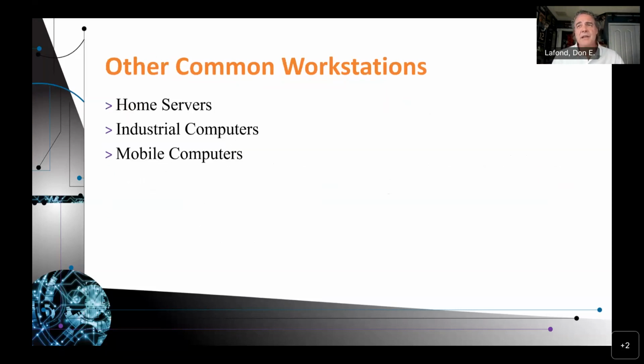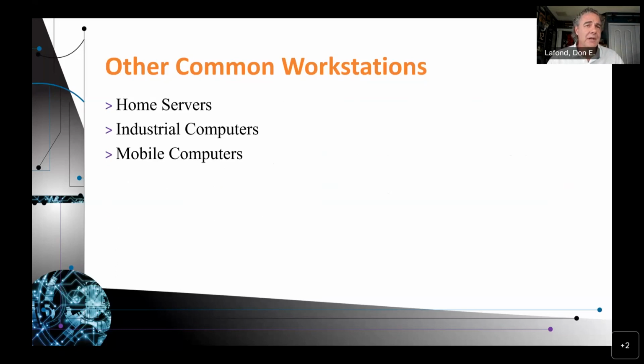Other common workstations include a home server, industrial computers, and mobile computers. Mobile computers is laptop, tablet, all that stuff that we've already talked about. Home servers, I actually know people that have servers running at home. They're dedicated computers that serve their own web space. You can either pay a company to serve your website, or you can have your own server. If you have your own server, of course it has to be on 24/7 for anybody that's trying to get to your web page.